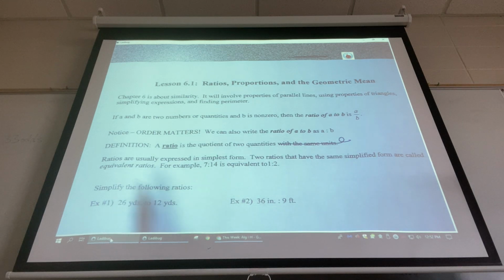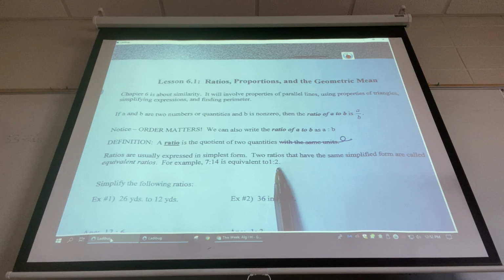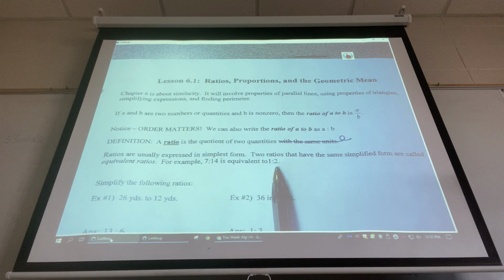But it says ratios are usually expressed in simplest form. Two ratios that have the same simplified form are called equivalent ratios. For example, 7 to 14 is equivalent to 1 to 2. Does that make sense to everybody?